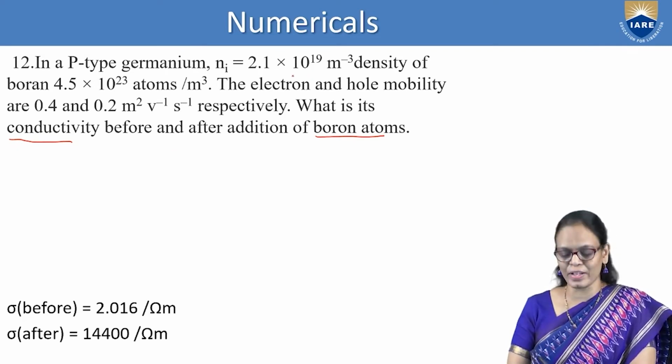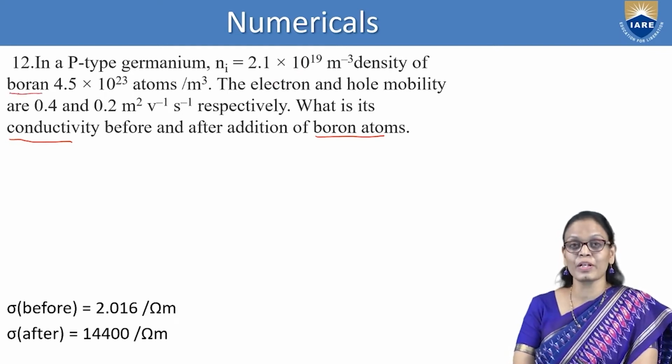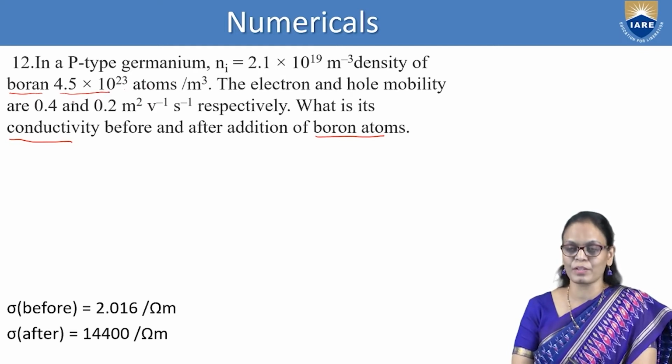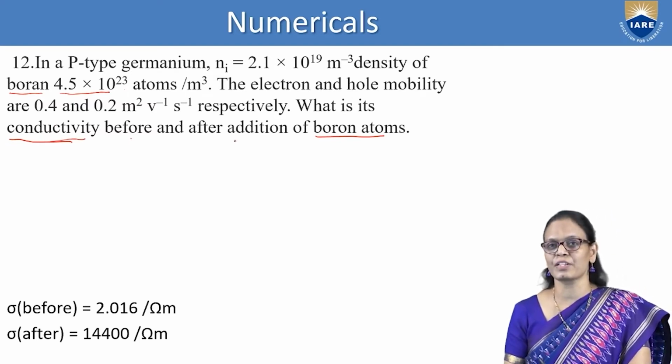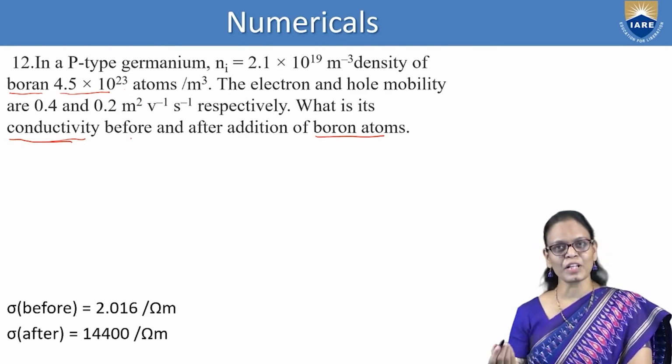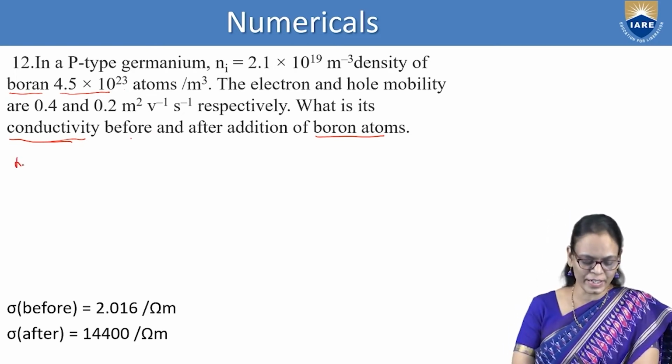Now the concentration is given here. Ni is 2.1 into 10 power 19 per meter cube. To that, we are adding an impurity. We are adding a trivalent impurity, boron. Boron is a trivalent impurity. How many atoms are we adding? 4.5 into 10 power 23 per meter cube. What are we supposed to find? We have to find the conductivity before and after addition of boron atoms. Means before addition, what is the conductivity? And after addition, what is the conductivity? That is what we have to find. So first write the data.